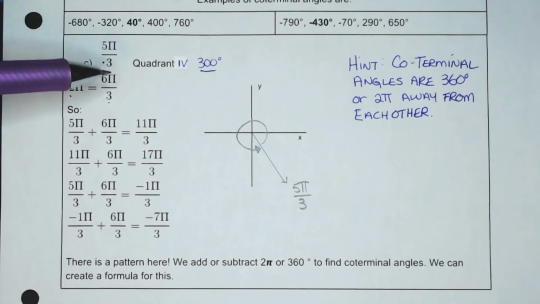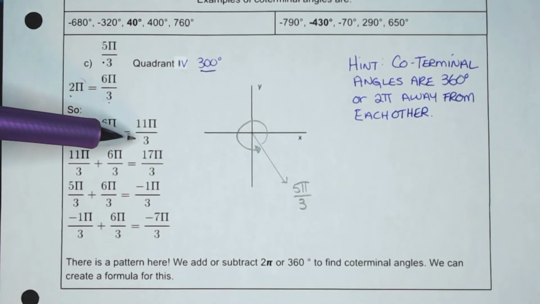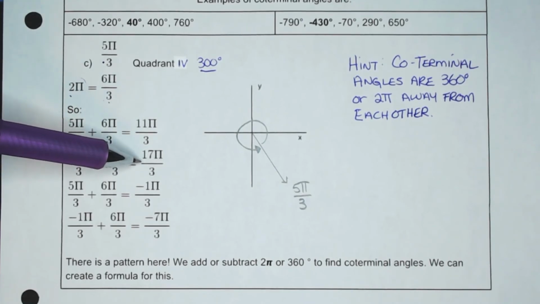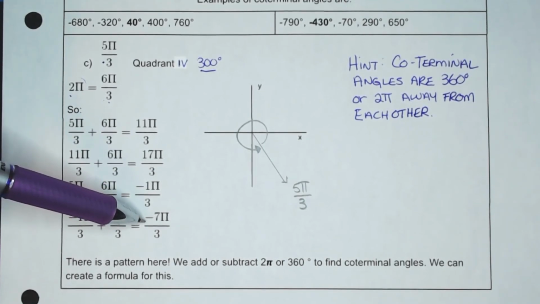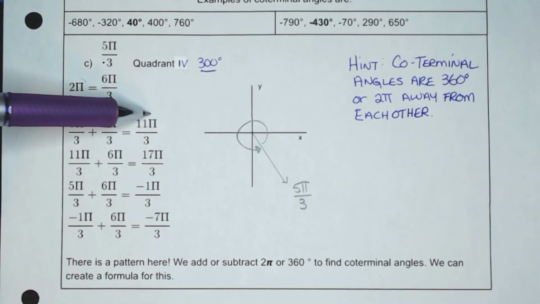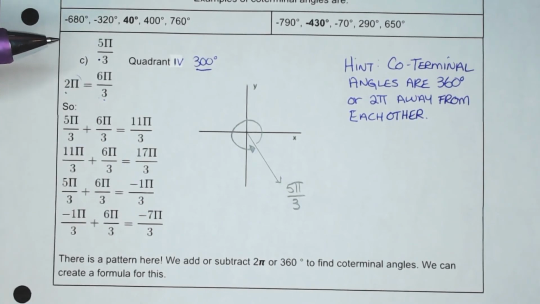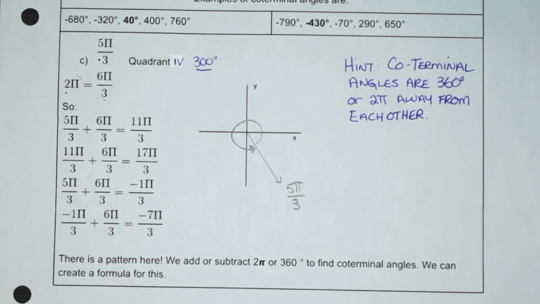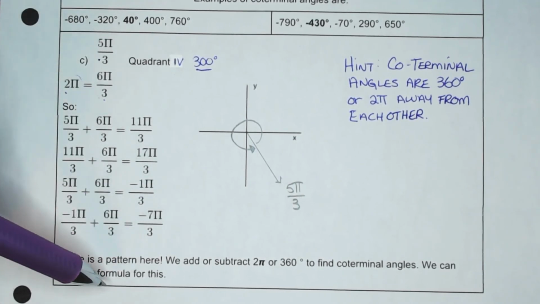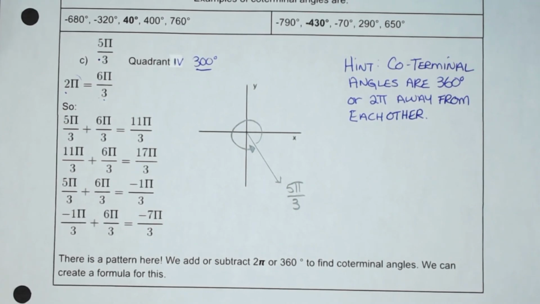And the coterminal angles will be 5 pi over 3, 11 pi over 3, 17 pi over 3, negative 1 pi over 3, negative 7 pi over 3. These are all equal to each other. So there's just a pattern here. It's really simple. We add or subtract 2 pi or 360 degrees to find coterminal angles. And in the next part of this lesson, we're going to create a general formula to help us determine how to do that.